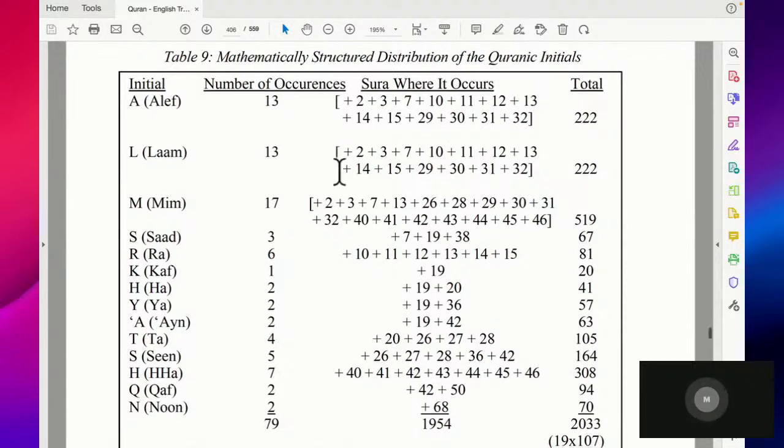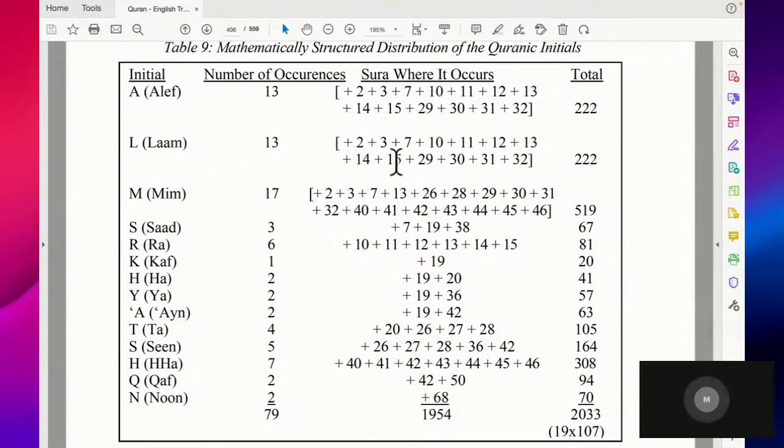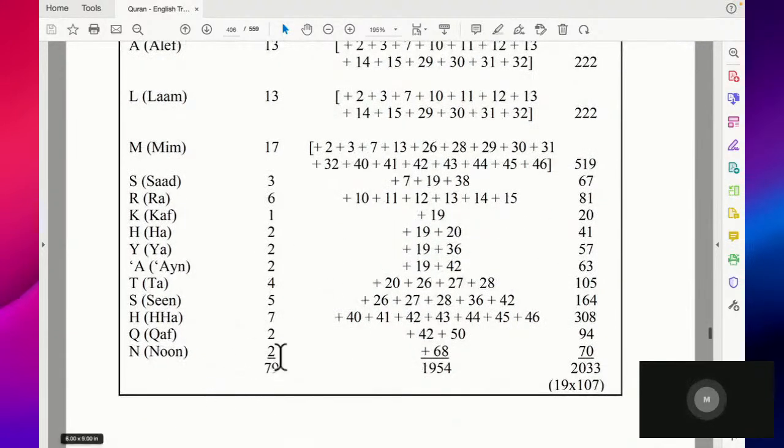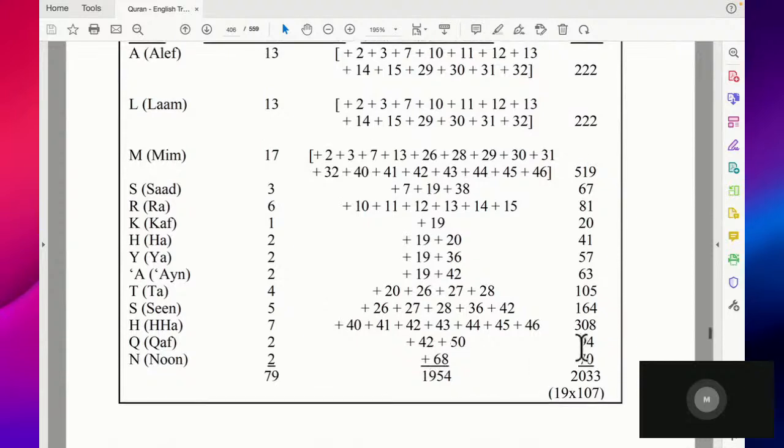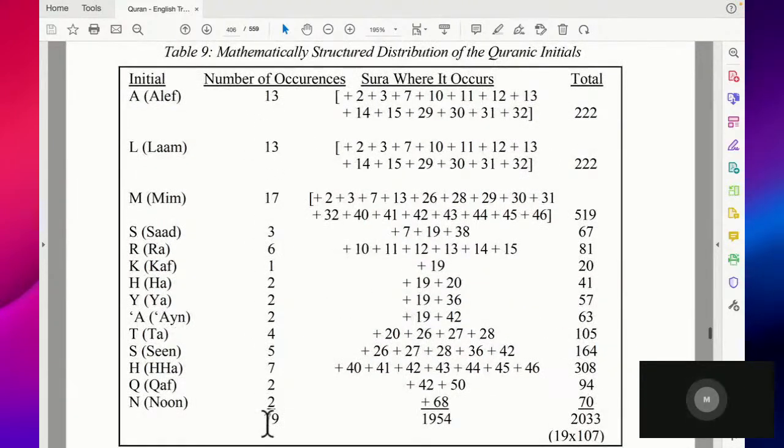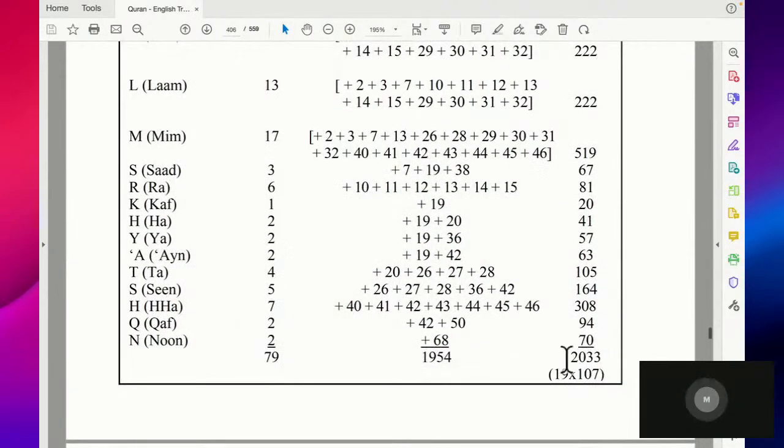The same goes with the rest of the letters. For example, Lam, 13 times these surahs. Mim, 17 times these surahs. Sad, 3 times these surahs. And Ra, for example, 6 times these surahs, and the total becomes 81. And for example, Noon, 2 times in Surah Qalam, Surah 68, and 2 plus 68 becomes 70. Now, the total of this part becomes 79. The total of this column becomes 1,954. And the total of all of it together becomes 2,033, and it's 19 times 107.